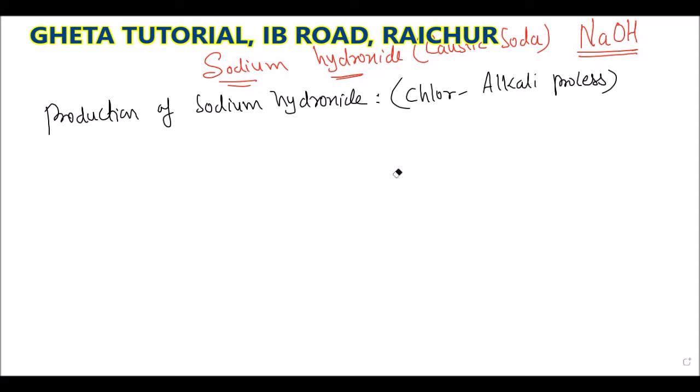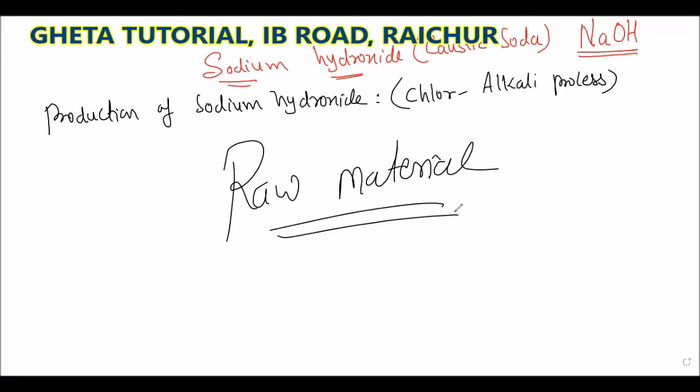So I'll tell you a very easy method. As I said, if you want to produce sodium hydroxide, what is the main raw material we require? Sodium chloride. Yes, NaCl. Sodium chloride is the raw material. So take some amount of NaCl and add water.